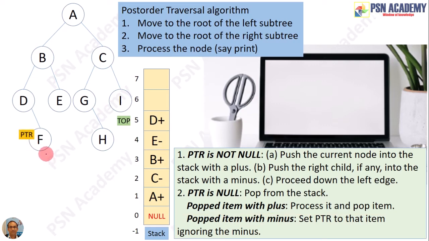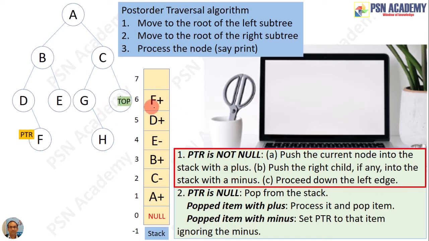Now we check again. PTR is not null, so rule 1 fires. Push the current node into the stack with a plus. That means F plus will be there inside the stack. Next, push the right child, if any, into the stack with a minus. There is no right child from F, so we ignore this. We move to step C, proceed down the left edge, so PTR goes to null.